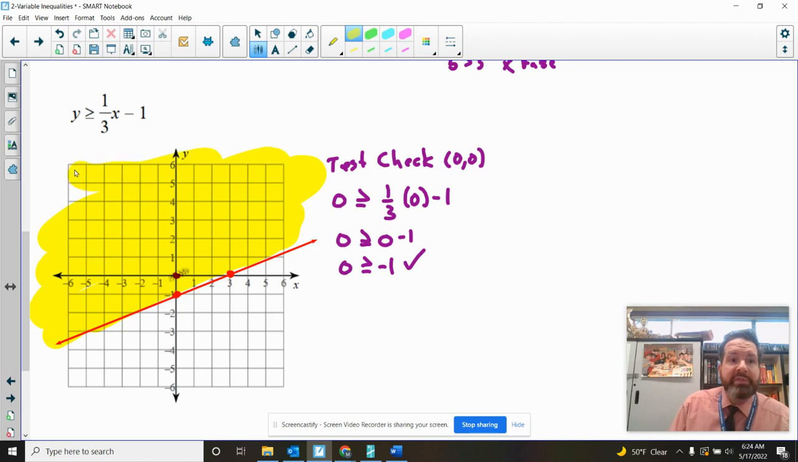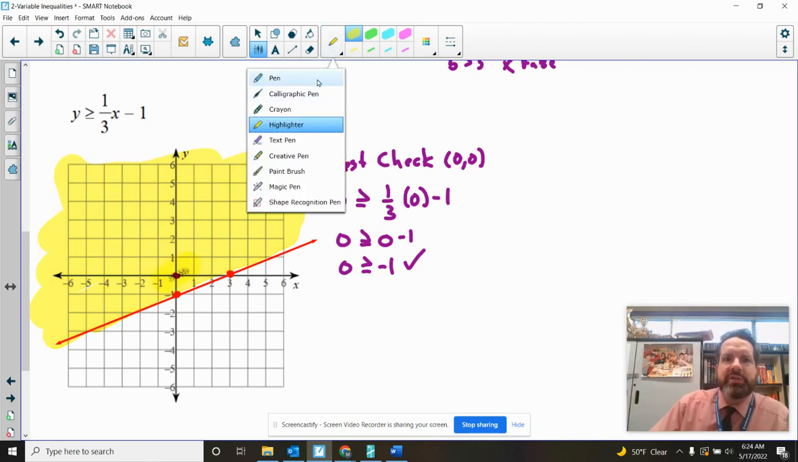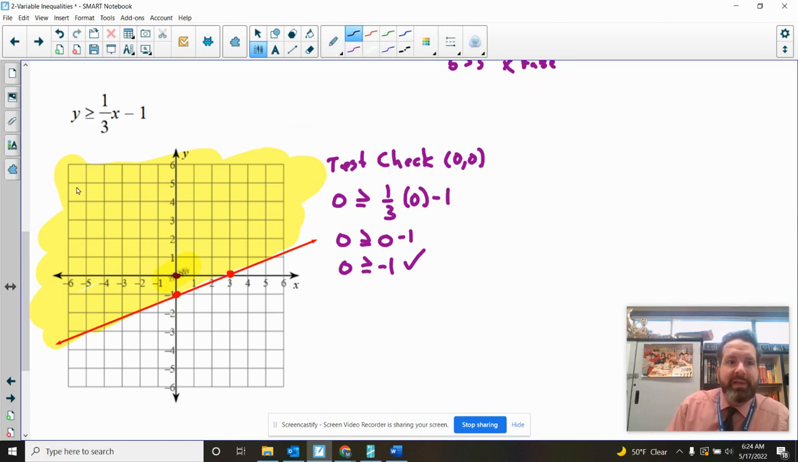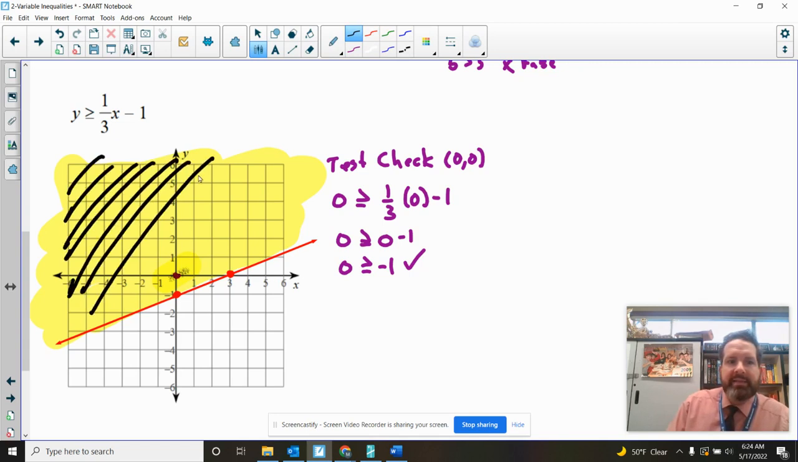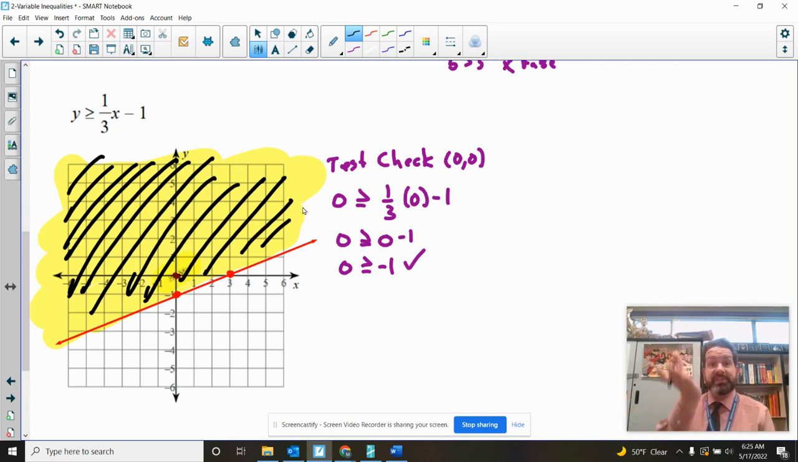Now on your papers, since you don't have this little fancy highlighter, I recommend you can just do some scribbling with your pencil, or we also do what's just called a hatch. So you could do lines like this. That's a good way to show, hey, I want all the stuff that's up here.